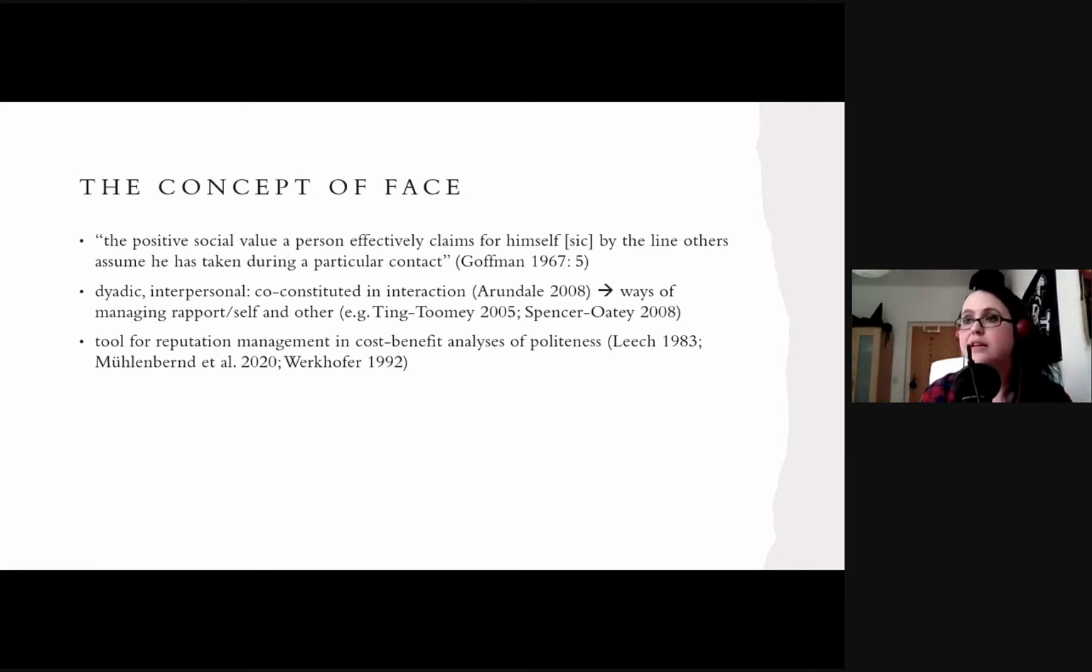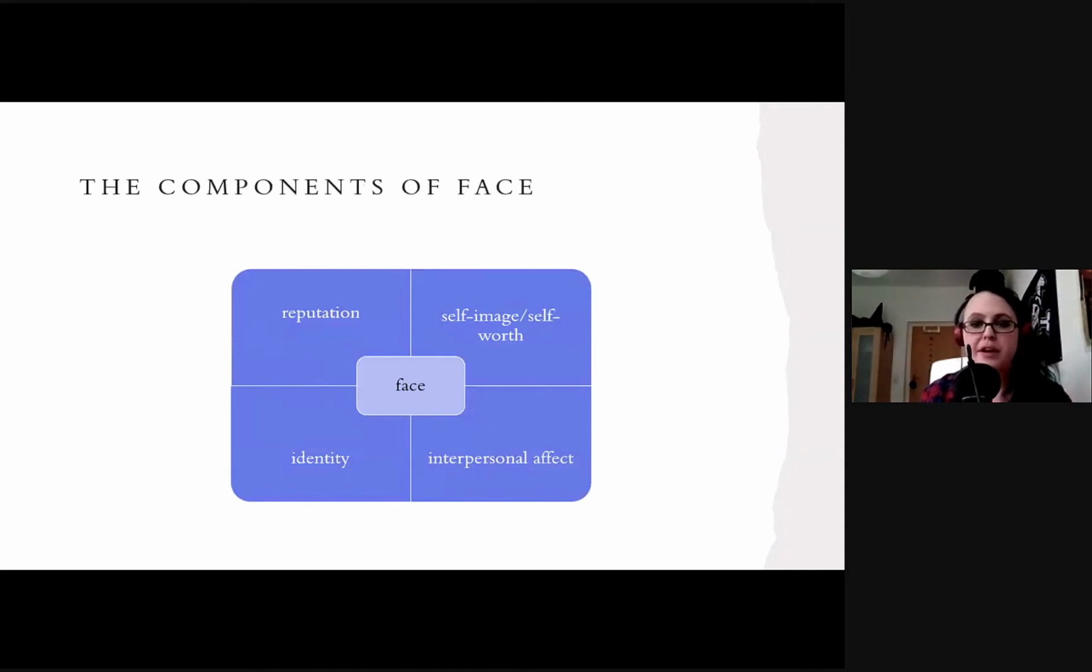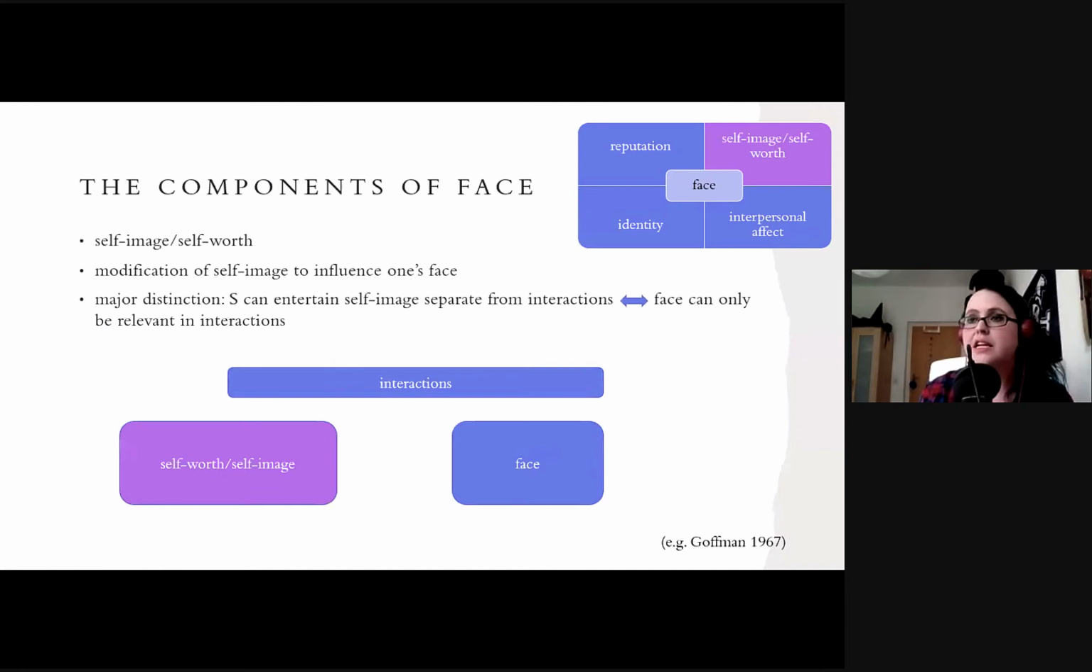politeness. Now face can be broken down into some lower level components that are closely related to, but also distinct from, the concept of face. These concepts are, for instance, self-image or self-worth, interpersonal affect, identity, and also reputation. And I'm going to be talking about each of them in turn. I'd like to start with self-image and self-worth.